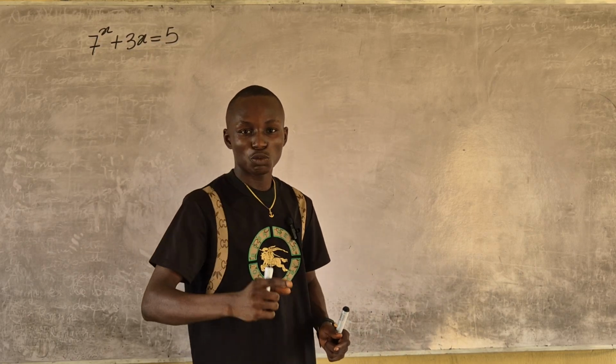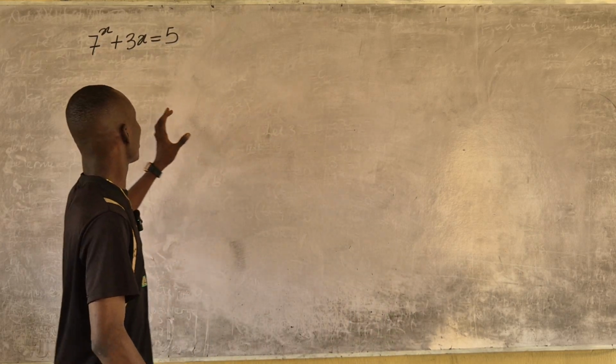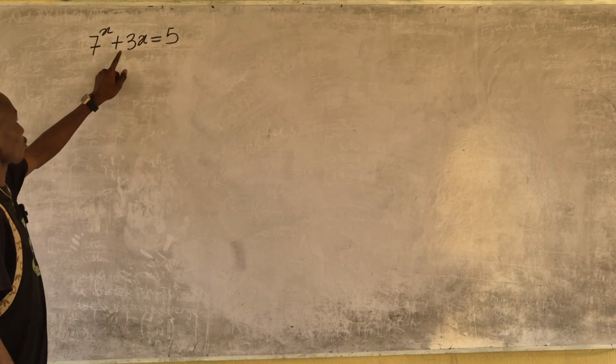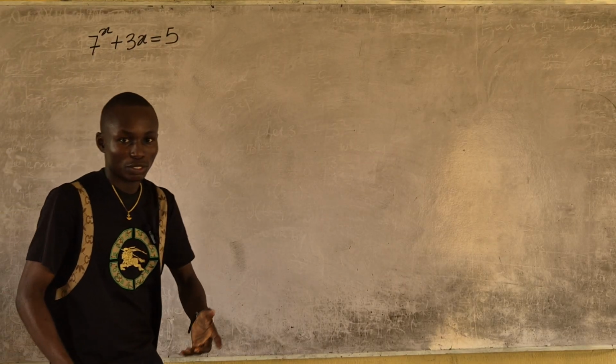Can you solve this question? Now look at this question on the board. We're going to have 7 raised to the power of x plus 3x equals 5. We are expected to find x, okay?